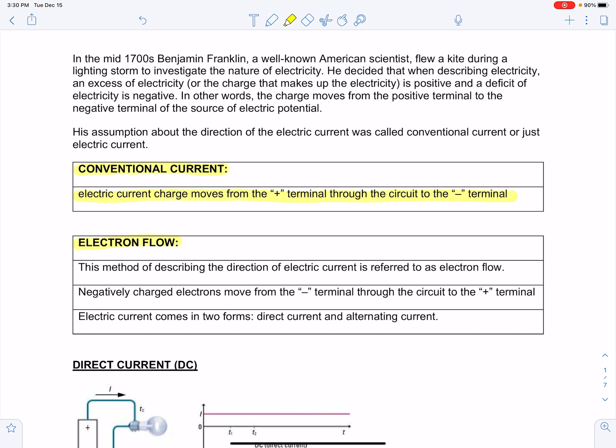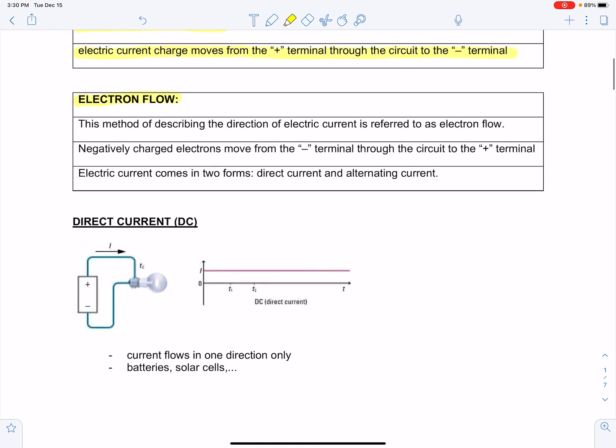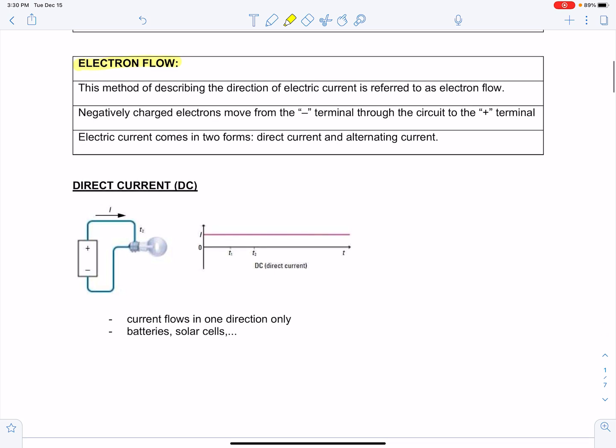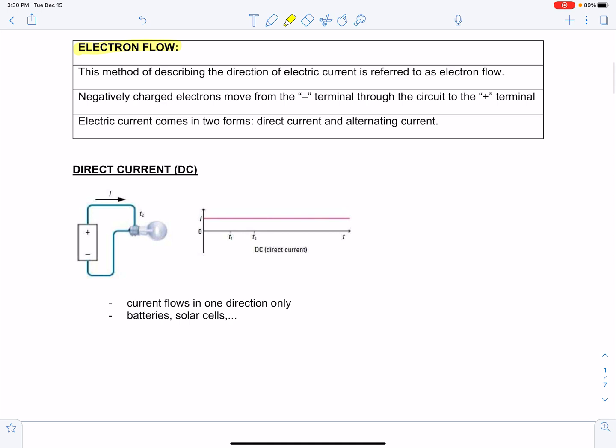Electric current comes in two forms: direct current and alternating current. Direct current flows in one direction only. This is the type of energy that is found inside your cell phone battery, your solar cells, and in most of your small electronic devices.